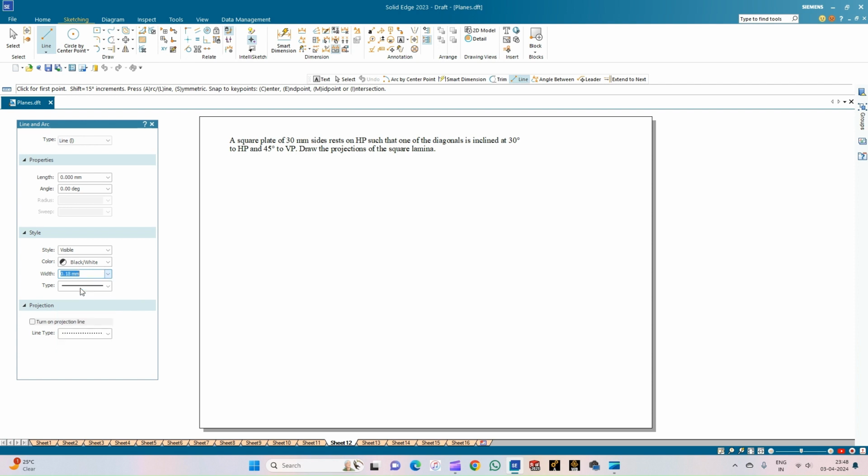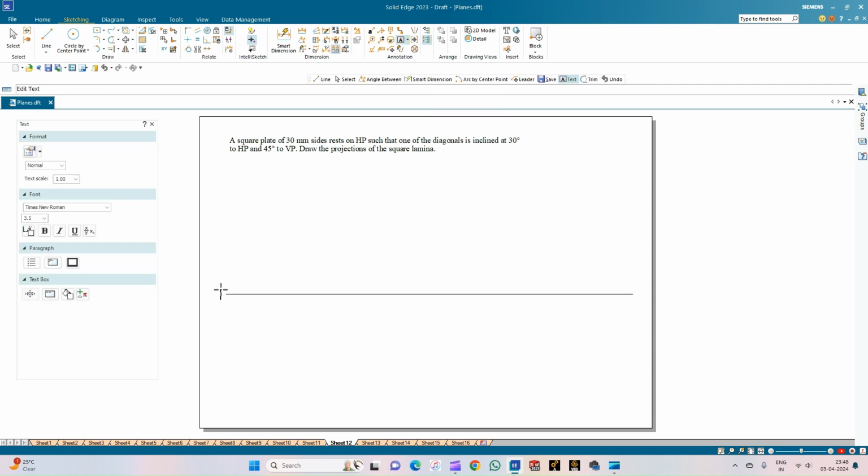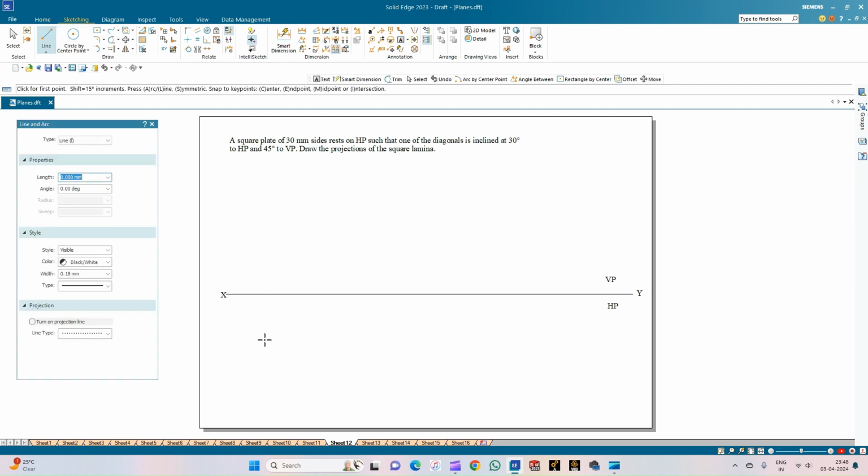First, let us draw the XY line of any arbitrary length and label this line as X and Y, and also the reference planes as VP and HP, vertical plane and horizontal plane. Now let us try to draw the square in the top view. Initially, let me draw the square resting on one of its edges, that is 30 mm.